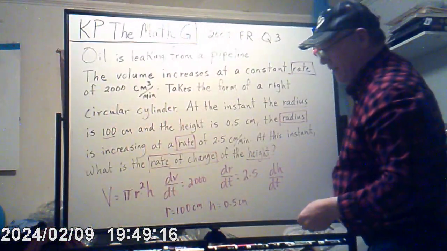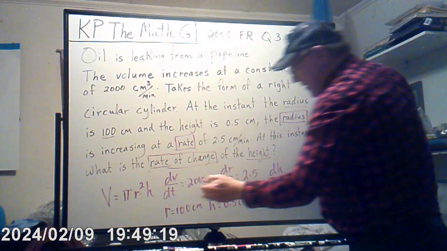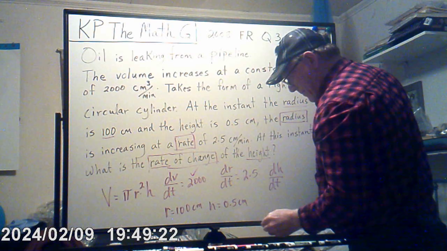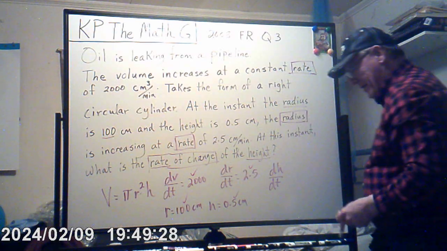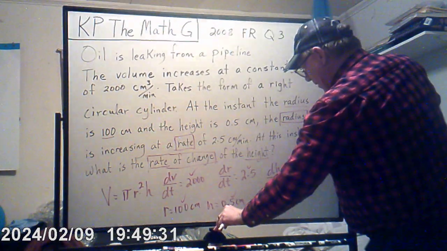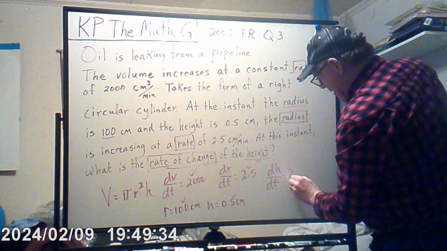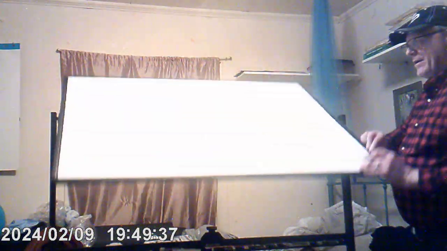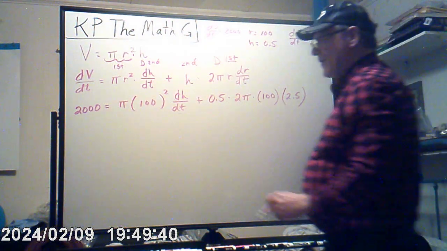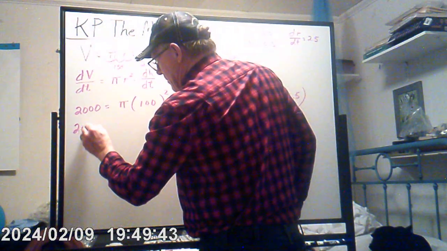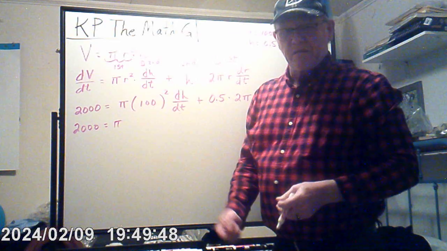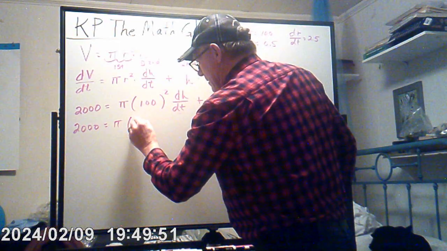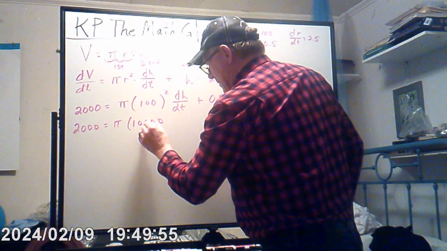Let's just double check, because I don't want to go through all this and miss this now. I know you don't either. dV over dt 2000. Got it. R is 100. H is 0.5. dr over dt is 2.5. Okay. And this is what we are looking for. Everything is in place. Alright, let's do it. I'm going to do it by hand. Now remember, you square something with two zeros, just double the number of zeros. You got it. 1, 2, 3, 4.